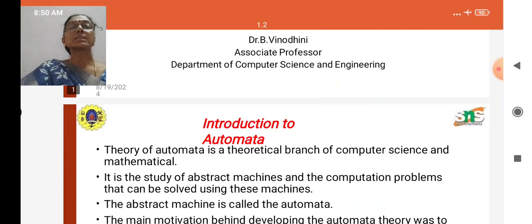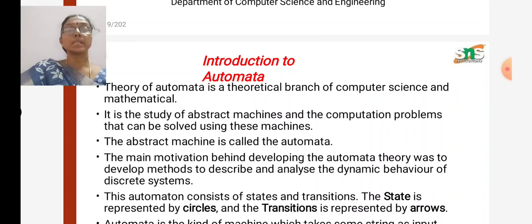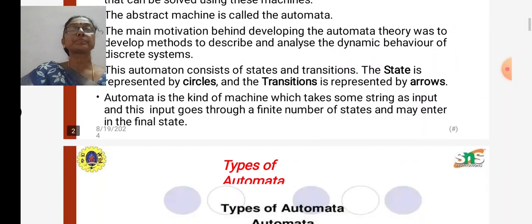So let me recap the last video. Theory of automata is a theoretical branch of computer science and mathematics. It is an abstract machine, and the abstract machine is called an automata. The main motivation for developing automata theory is to know the machine and also what operations can be performed on that machine. An automaton consists of states and transitions. The states are represented by circles and transitions are represented by arrows.